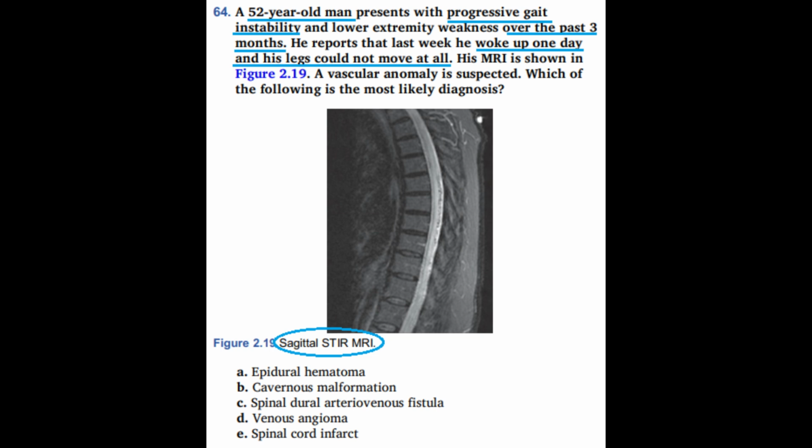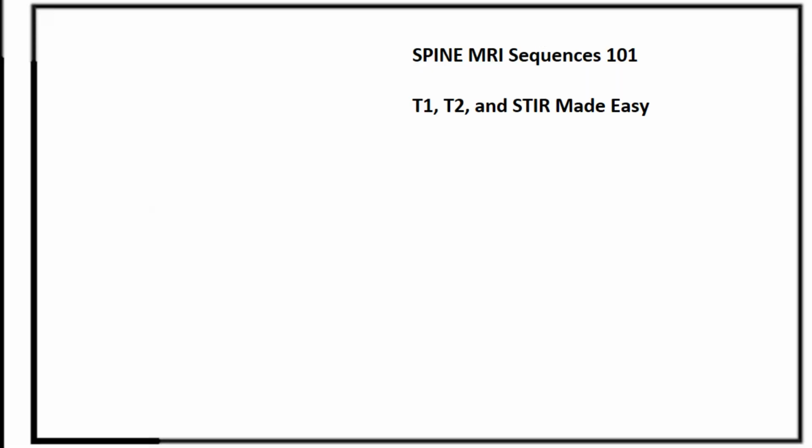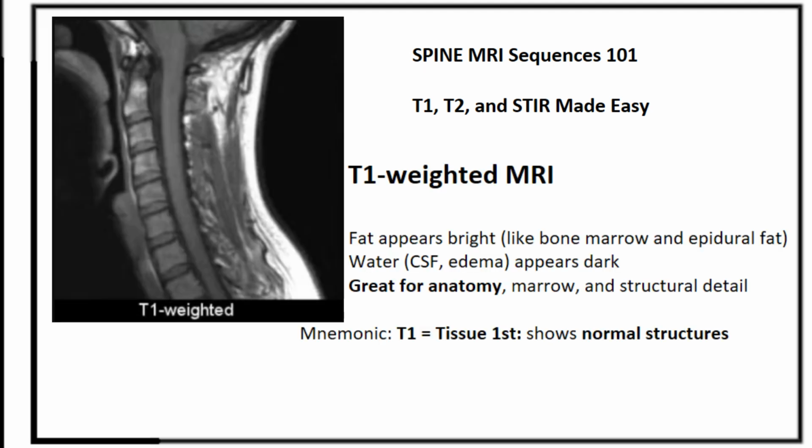Let's decode it together. Before we jump into a diagnosis, let's actually talk about how to read an actual spine MRI, especially if you've never been taught the basics. Here's a cheat code. For T1 weighted MRI, fat appears bright and water appears dark. So, fat includes things like the bone marrow and the epidural fat, while water includes things like the CSF or the edema. T1 is great for anatomy, bone marrow, and structural detail.